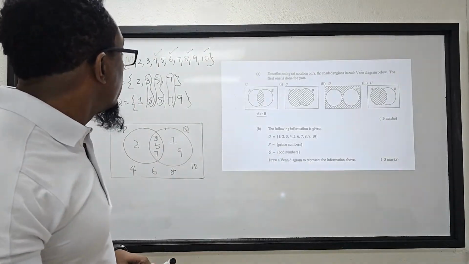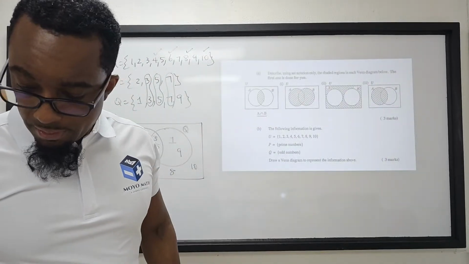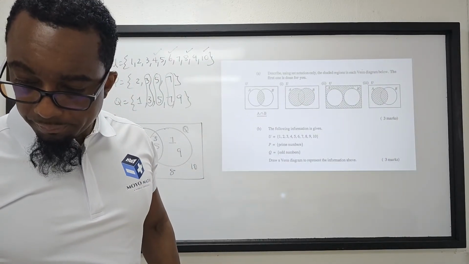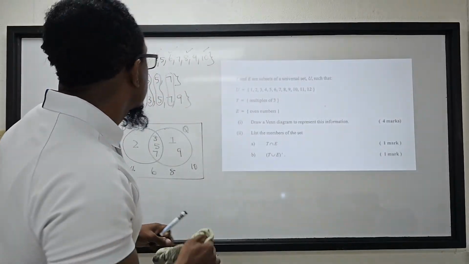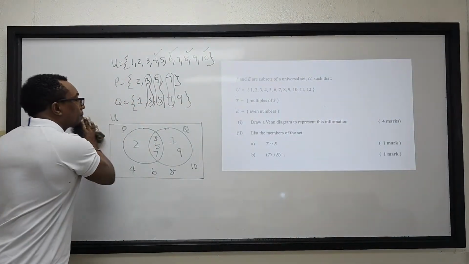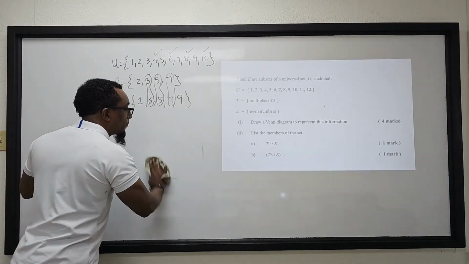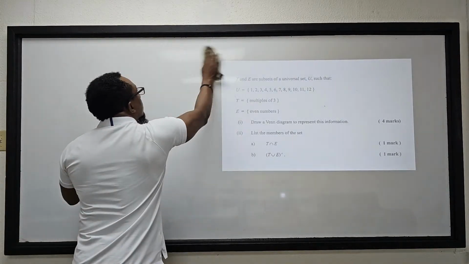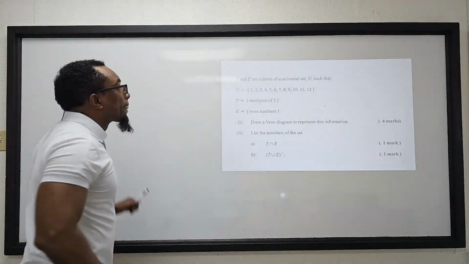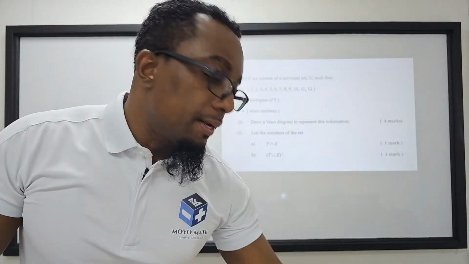Alright, so we want to ensure that we are clear on drawing our Venn diagrams. So let's look at another example, looking at some past paper questions here. So let me erase. Before I do this question, let me quickly change my marker.